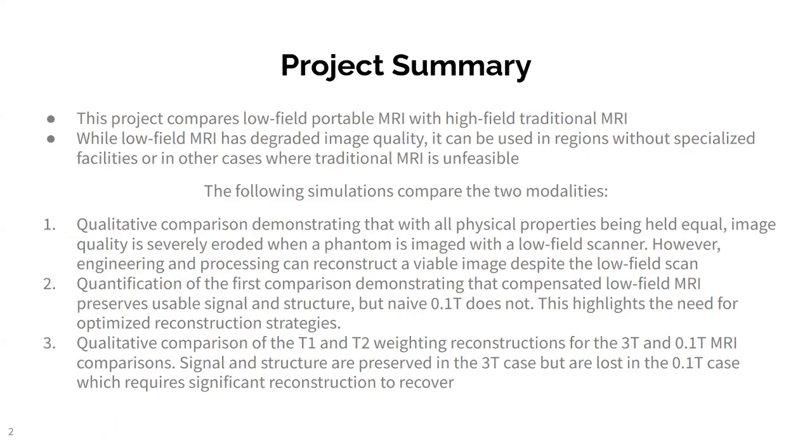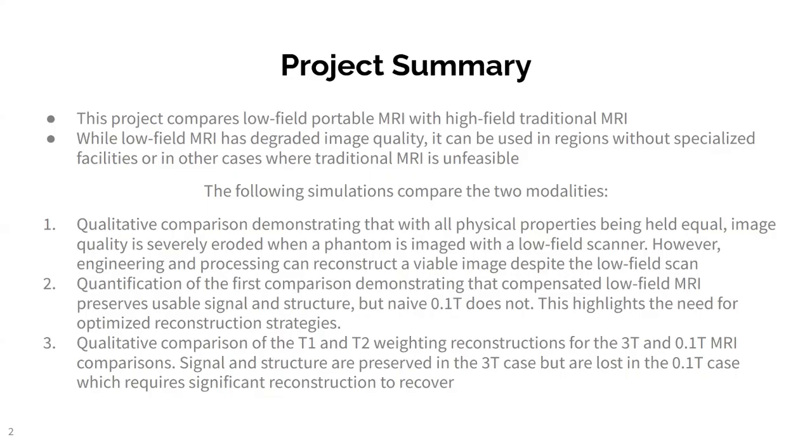First off, we have a qualitative comparison demonstrating that with all physical properties being held equal, image quality is severely eroded when the phantom is imaged with a low-field scanner. However, engineering and processing can reconstruct a viable image despite the low-field scan. Secondly, quantification of the first comparison demonstrating that compensated low-field MRI preserves usable signal and structure, but a naive 0.1 Tesla does not. This highlights the need for optimized reconstruction strategies.